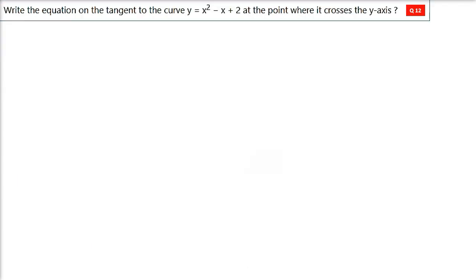Write the equation of the tangent to the curve, this one, at the point where it crosses the y-axis. So let me show you this diagrammatically first, what they are asking. There is a line which is intersecting the y-axis somewhere. We don't know the point as of now. See, on the y-axis x is equal to 0, and on the x-axis y is equal to 0. So at the point where it is intersecting the y-axis, the x has to be 0. Y can be any value, we will just find it out, but x has to be 0. So it will be 0, some y, right?